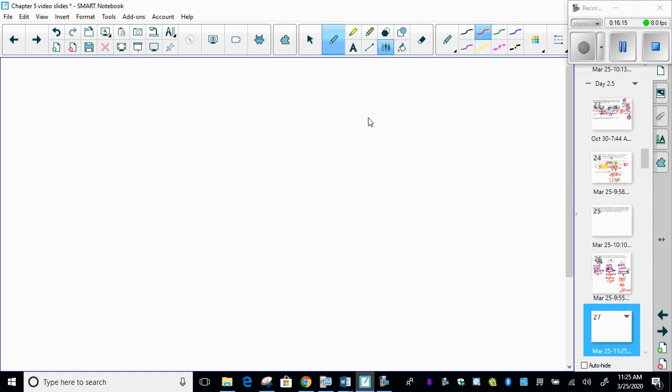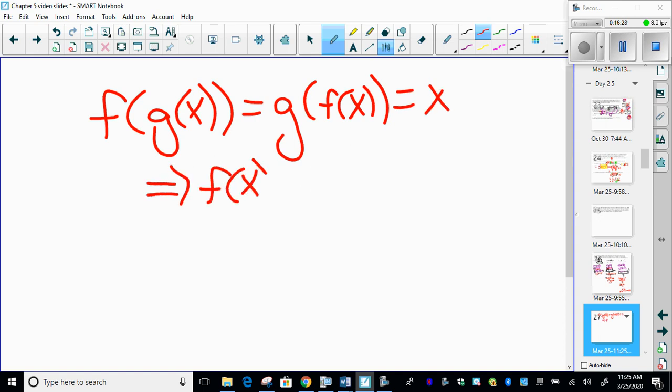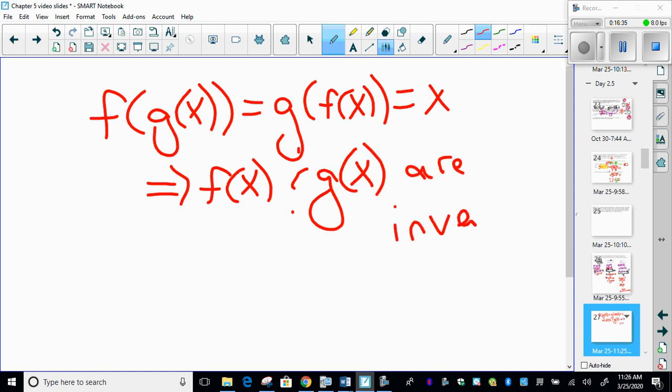Therefore, if f of g of x is equivalent to g of f of x, and that equals x, f of x and g of x are inverses. If f of g of 2 equals 2, they might be inverses, but it's not a guarantee.